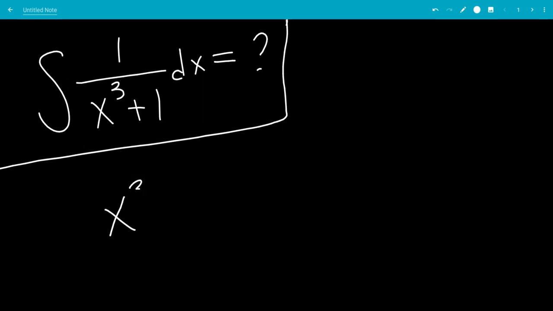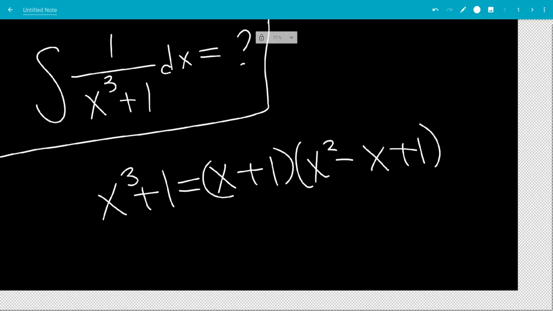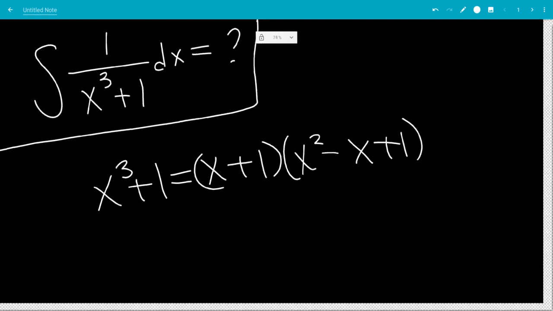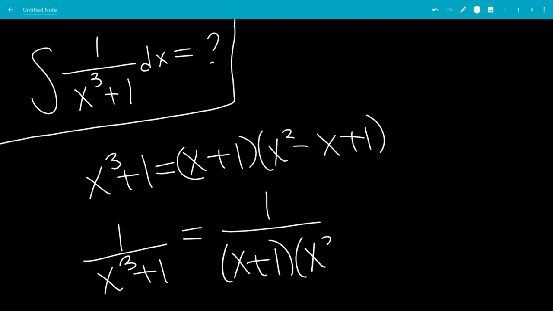Okay, x cubed plus 1, the denominator, we can factor that into x plus 1 multiplied by x squared minus x plus 1, and you can expand that out and show that it is equal to x cubed plus 1. So 1 over x cubed plus 1 equals 1 over x plus 1 times x squared minus x plus 1.